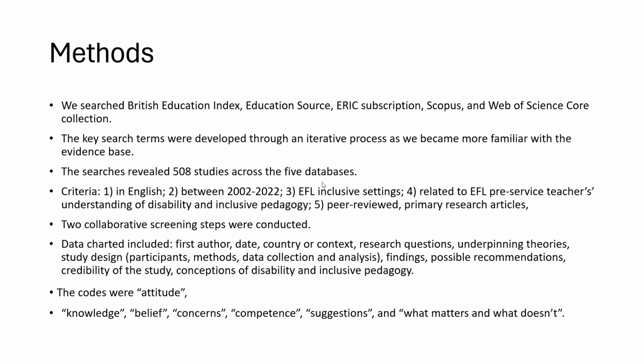2 collaborative screening steps were conducted. So we had 2 steps of collaborative screening process. The first one was based on the title and abstract, and then the second one was based on the full article. Data charted included first author, date, country. We did data charting for demographic information, and then came up with 7 codes, which eventually transformed into themes.